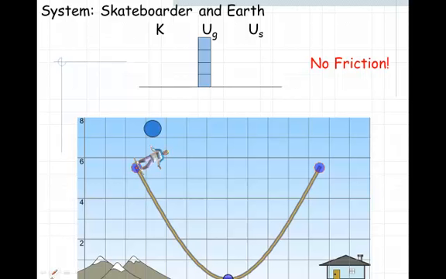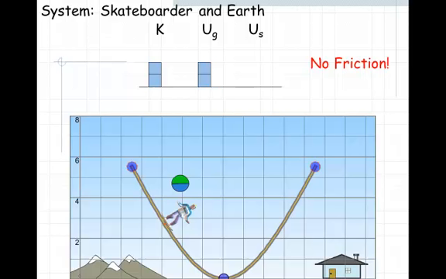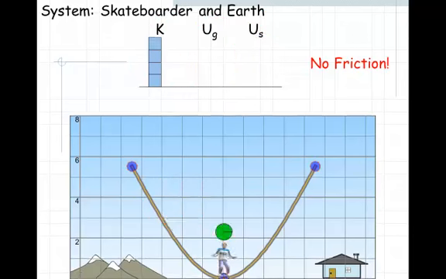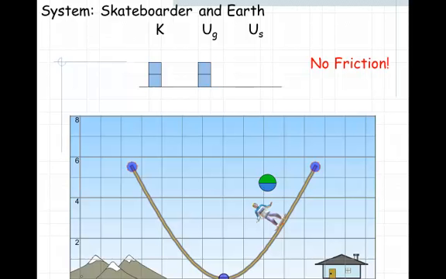When the skateboarder was at the very, very top, we'll notice that all the energy is gravitational potential energy. Remember, this situation has no friction. When the skateboarder is somewhere in the middle, he's got some kinetic energy and some gravitational potential energy. Obviously, no spring potential energy because there's no spring involved. Then when he gets to the very bottom, he's got all kinetic energy and no gravitational potential energy.